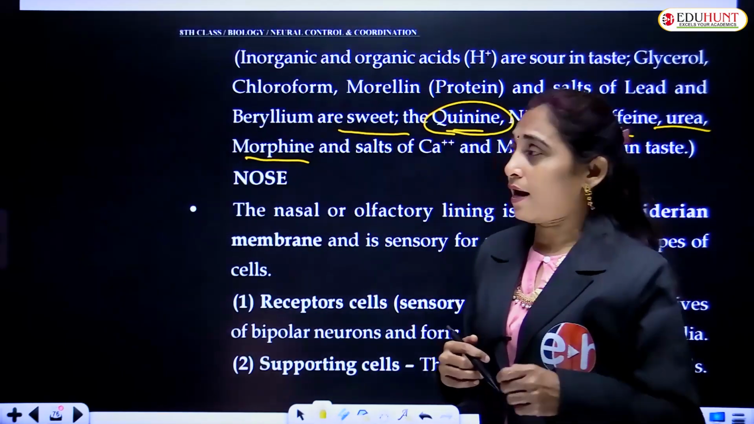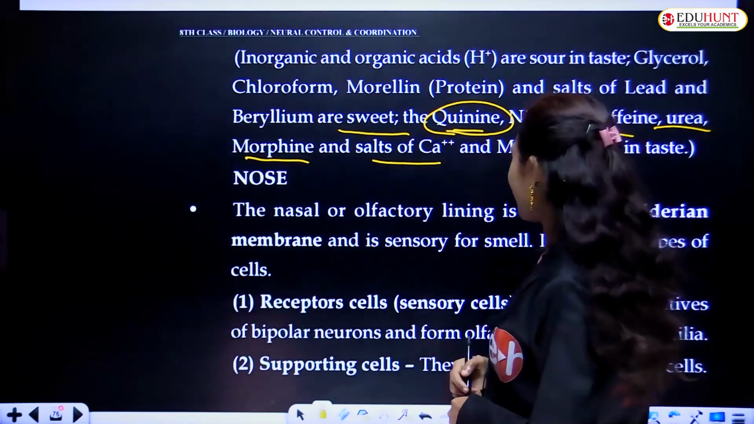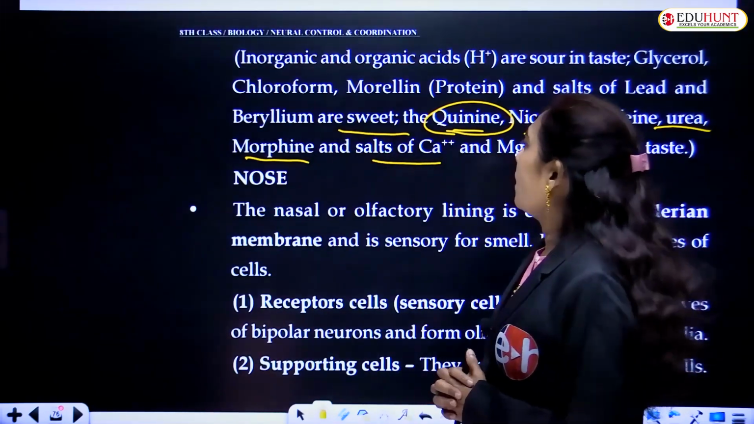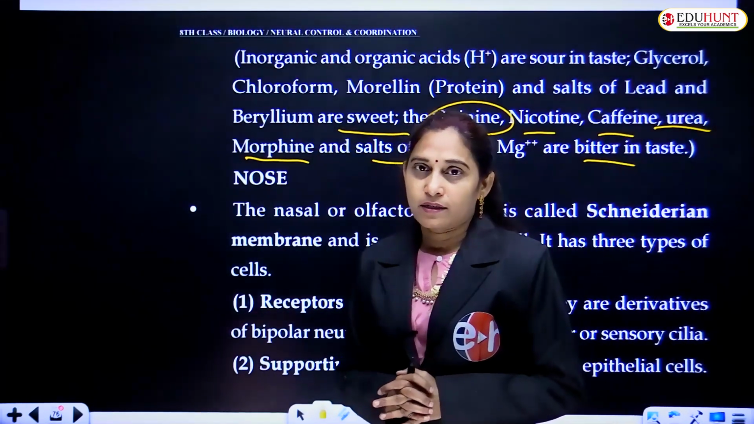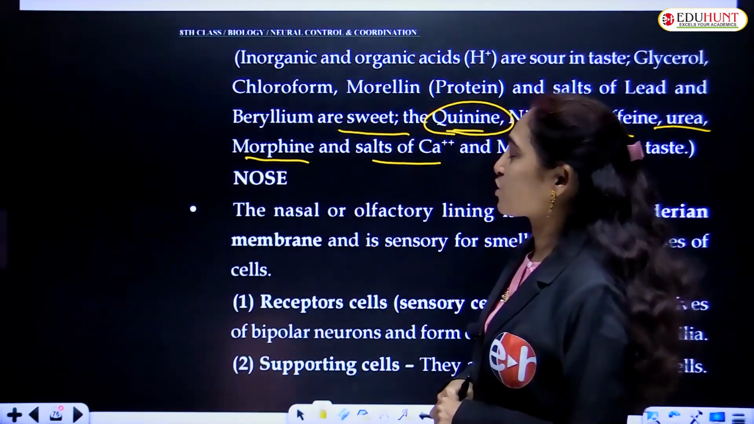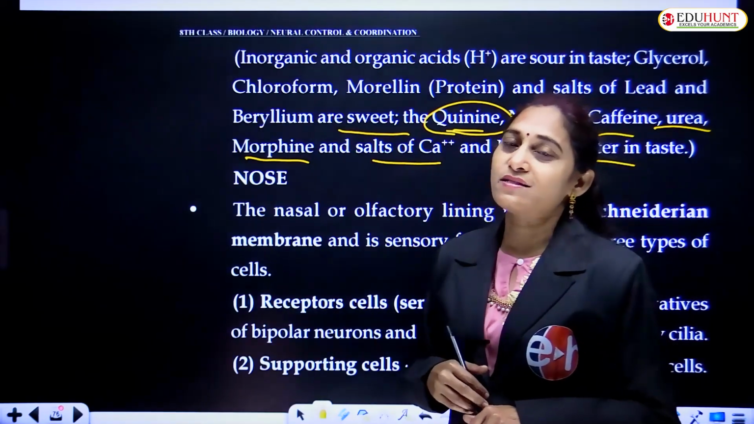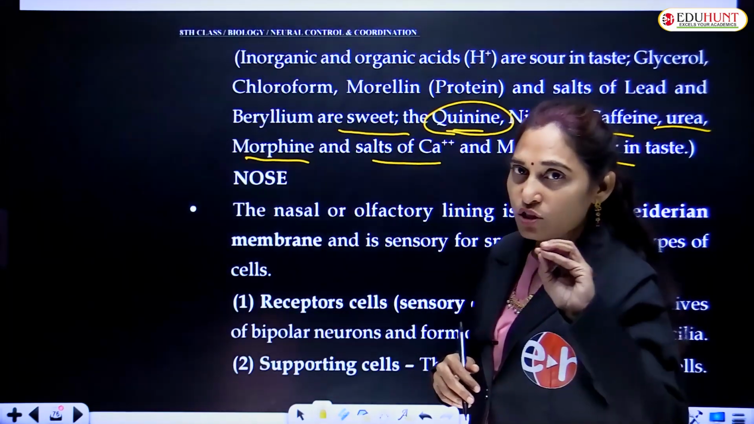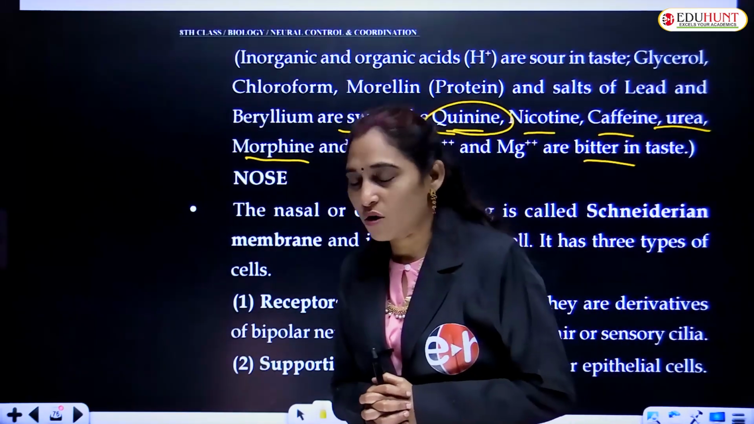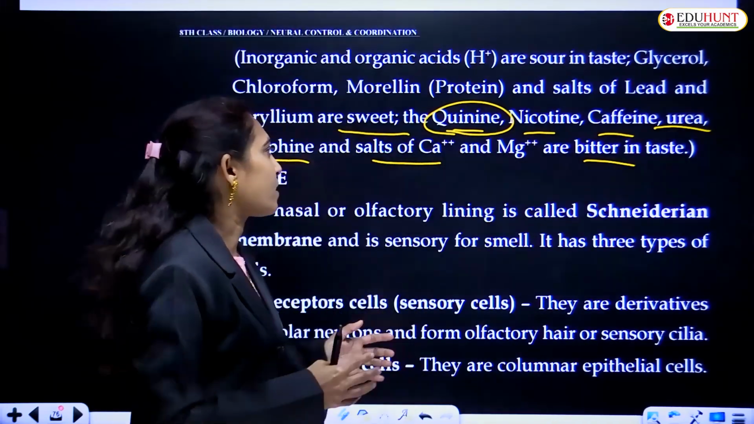Morphine is also a drug obtained from a plant, and these salts of calcium and magnesium are bitter in taste. Sweet salts like salts of lead and salts of beryllium are sweet, and also glycerol and chloroform, all these are sweet, but the bitter taste comes from the salts of some alkaloids like caffeine, morphine, etc.